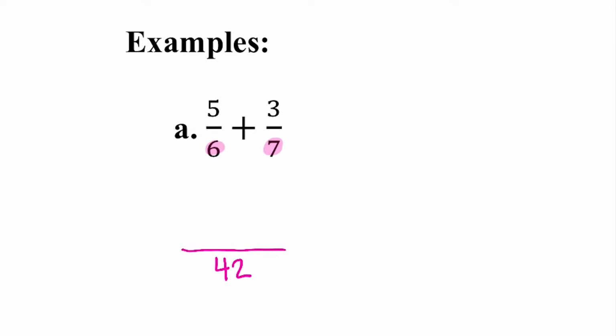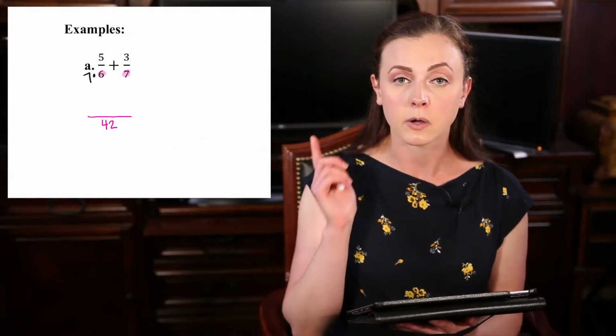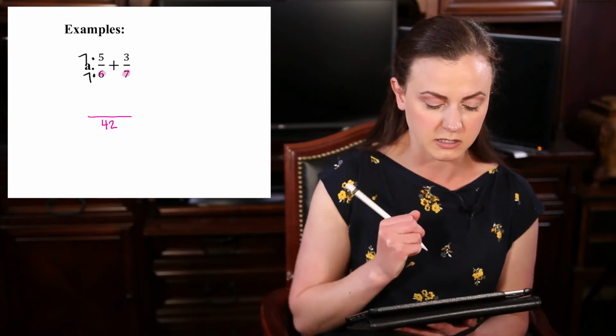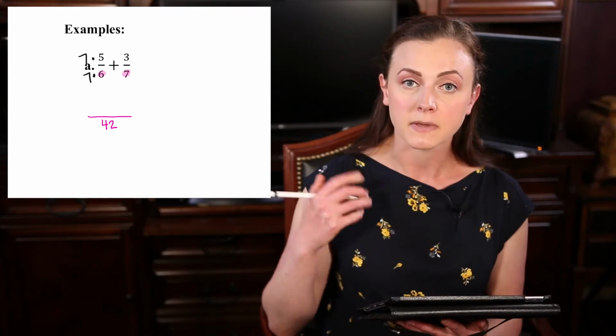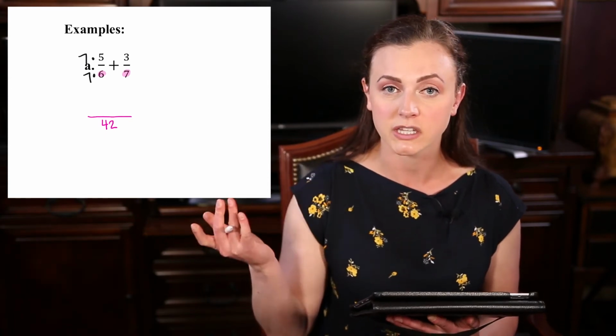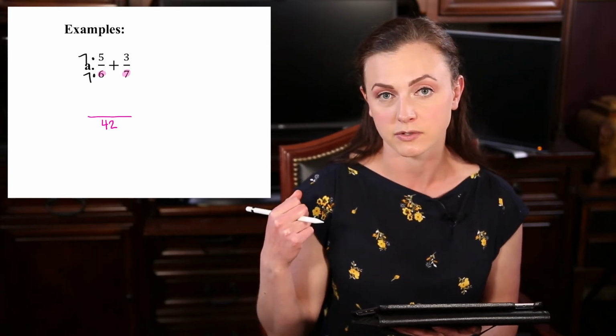Well, for 5 over 6, I'd have to multiply 6 by 7, right? 7 times 6 is 42. But whatever we do to the bottom, we have to do to the top. So I also have to multiply 5 by 7. Because 7 over 7 is 1, right? So we're not actually changing the value of 5 over 6. We're just changing what it looks like so we can add the two together.